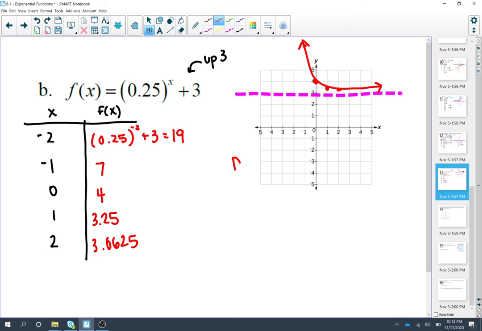Domain, still all real numbers. Range, this time I'm kind of sitting at 3 and getting bigger. Y is greater than 3.